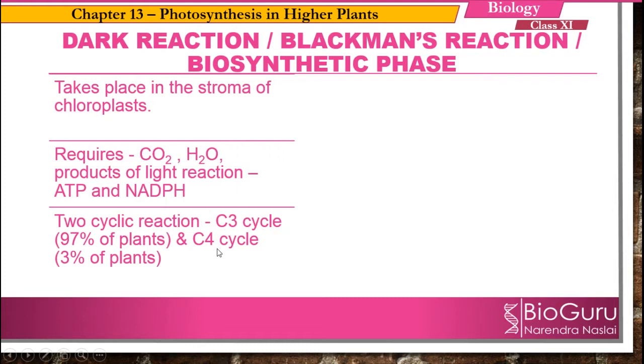So no matter whether it is C4 or C3, all plants show C3 cycle. So in all photosynthetic plants C3 cycle is common. Some of the plants show some different cycle which is associated with the C3 cycle. So we'll understand that one.